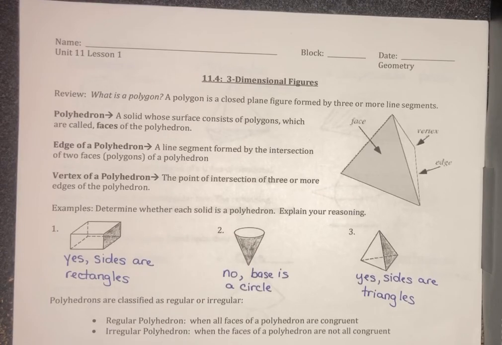So let's begin. When we start talking about three-dimensional figures, we're talking about things like prisms, spheres, cones, pyramids, cylinders, etc. But at the most fundamental root of everything, it goes back to our polygons. So let's do a quick review. What exactly is a polygon?